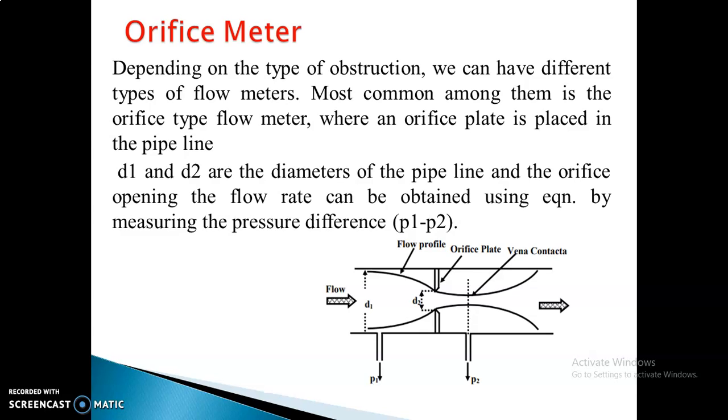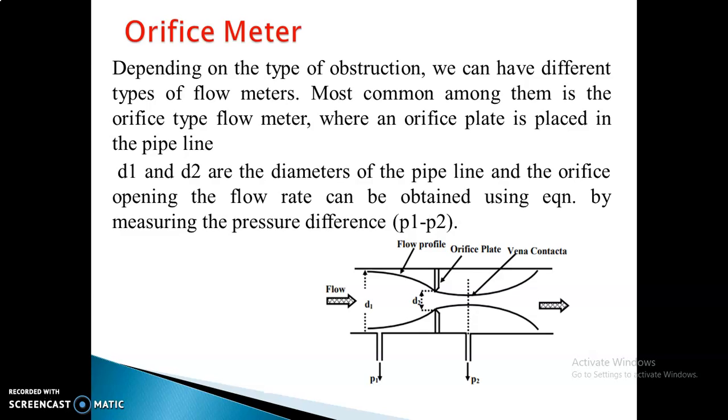I would like to narrate once again the expression we obtained in the previous one, that is your volumetric flow rate equation as well as the equation for V2, which is 1 by root of 1 minus A2 squared by A1 squared, into root of 2g by gamma into P1 minus P2. Using that you can identify the flow rate using this pressure difference.